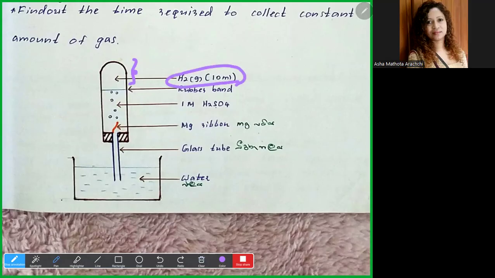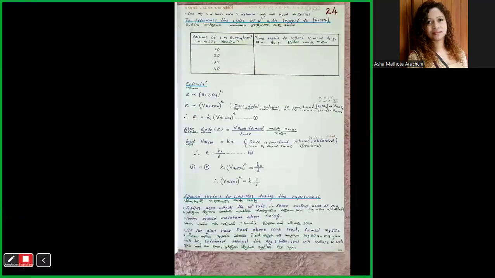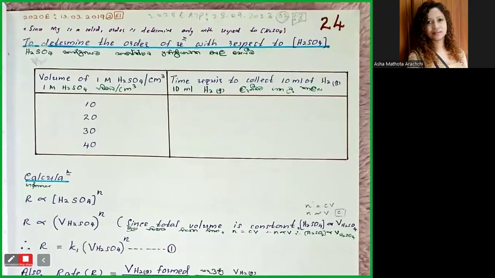Understood? So the H2 gas, 10 milliliter each time, is constant, but with different concentrations of H2SO4, what do we measure? We are measuring the time, so the time is varying. When the time is less, the concentration is greater. Is that clear? If it takes a long time, then the reaction is slow, then the concentration is low. Clear that? Okay.